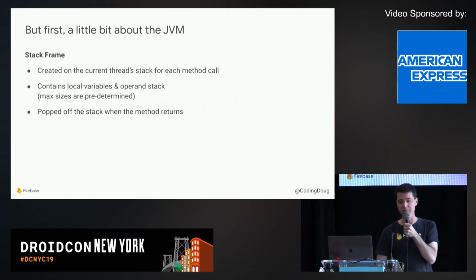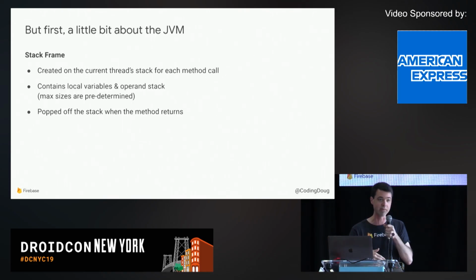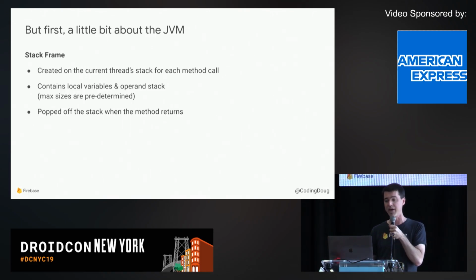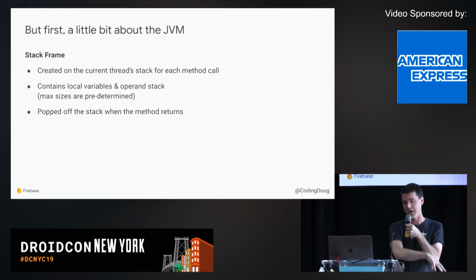There's also stack frames. A stack frame is created on the stack for each method call. So any static or instance method, when it gets invoked, the JVM effectively creates a stack frame. All the locals go in there. There's space allocated for the entire operand stack, so it knows the maximum size of the stack and pre-allocates that for you. And then when you return from the function, that whole stack frame gets popped off.